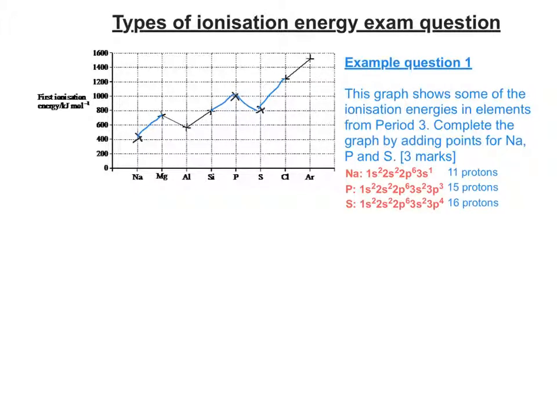So you're likely to get one mark here for sodium being lower than magnesium. You're likely to get a mark here for phosphorus being higher than silicon. And you're likely to get a mark here for saying that sulfur is lower than phosphorus.